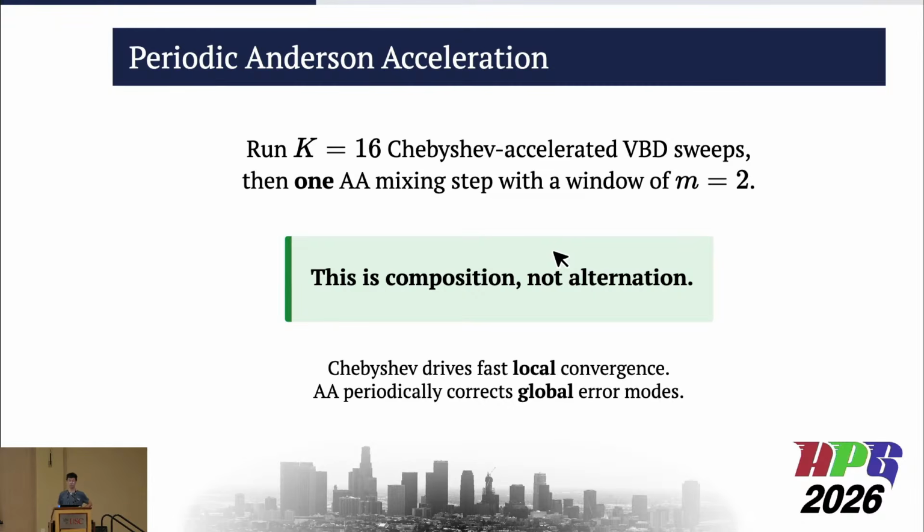And our method is we run Anderson acceleration periodically, every few steps. By experiments, we choose K equals 16, which is the gap between two Anderson steps, as the Chebyshev steps. So basically, Chebyshev can help the local convergence, and our method, introducing periodic Anderson acceleration, helps correct the global error.